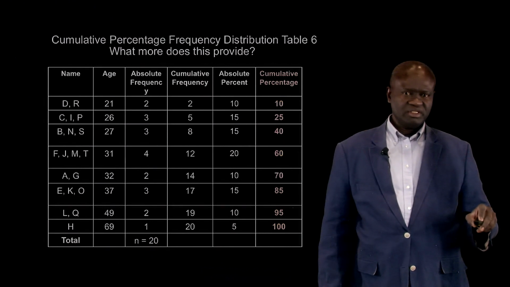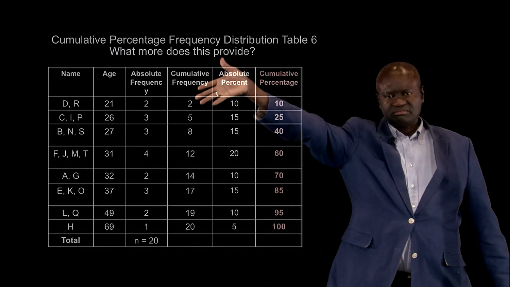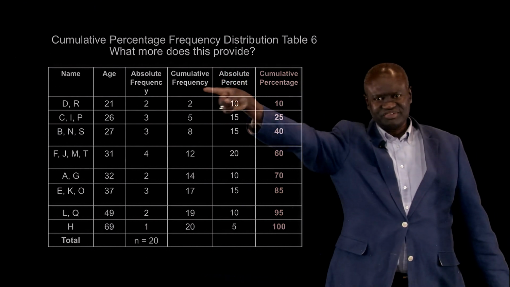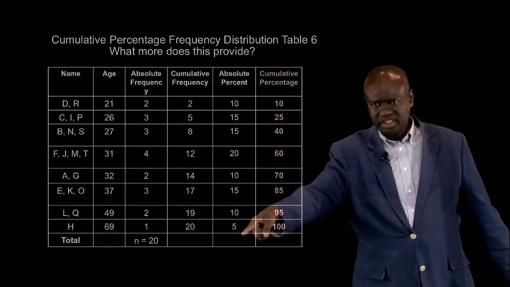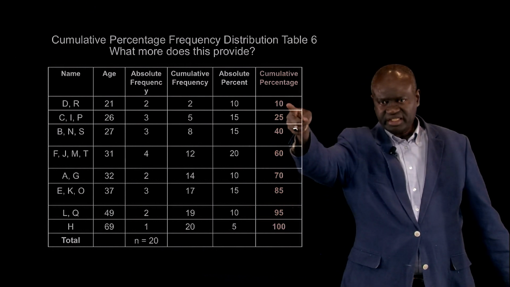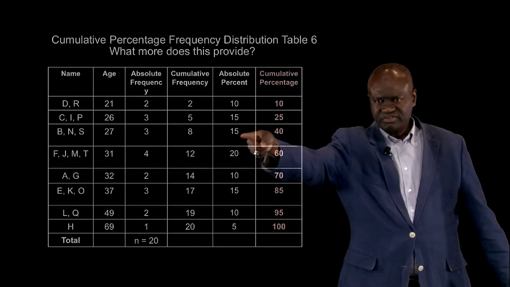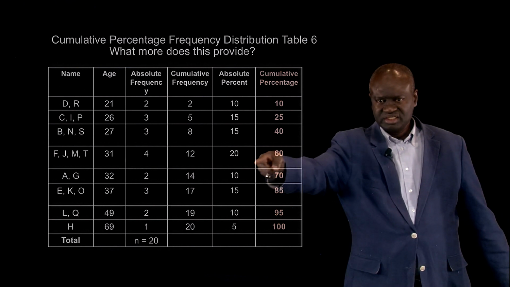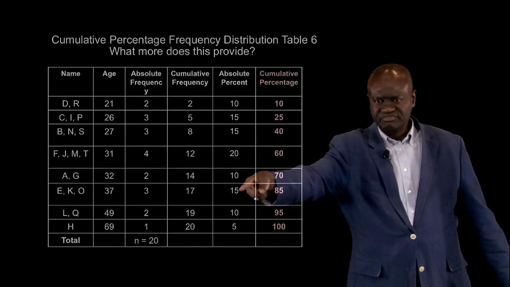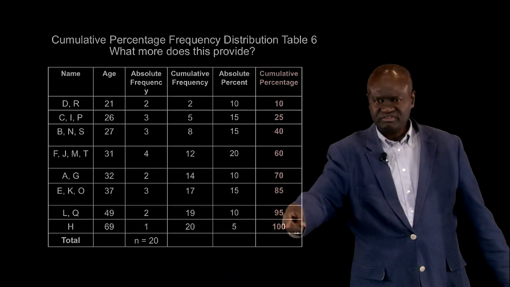And then we have the cumulative percentage now. We would calculate cumulative like we did the cumulative frequency. So this column is the previous one we had in yellow. Now 10 is 10. You just reproduce the 10 here. 10 plus 15 equals 25. 25 plus 15 equals 40. 40 plus 20 equals 60. 60 plus 10, 70. Plus 15, 85. Plus 10, 95. Plus 5, 100.